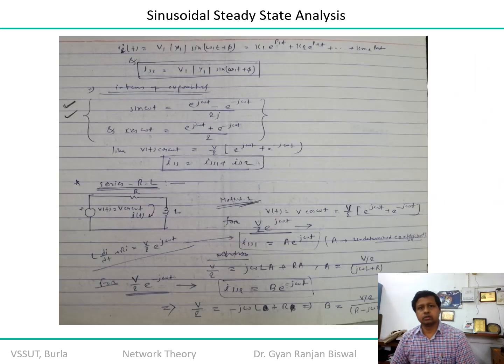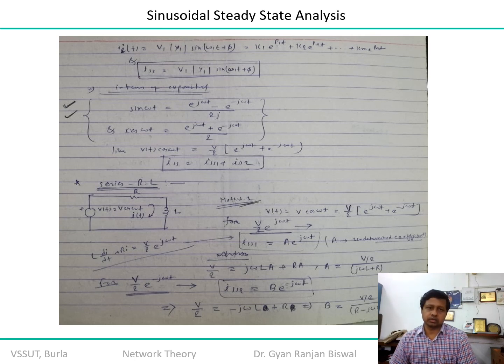Okay. So in continuation, if the input is applied, you can also arrange it in the standard algebraic form, that is k1 e raised to p1 t plus k2 e raised to p2 t and so on. In that case, the steady state response of the current is equal to V1 mod of Y1 sine of omega 1 t plus phi. Okay. So you can also represent the same steady state response in the exponential form, rather than adopting the Cartesian form.